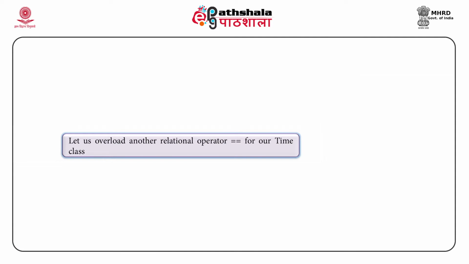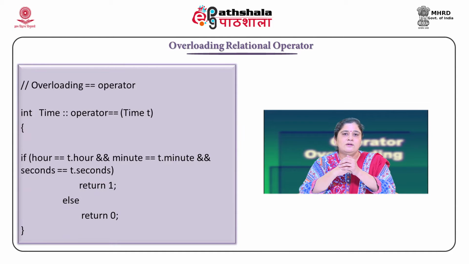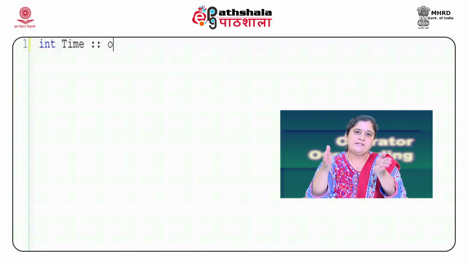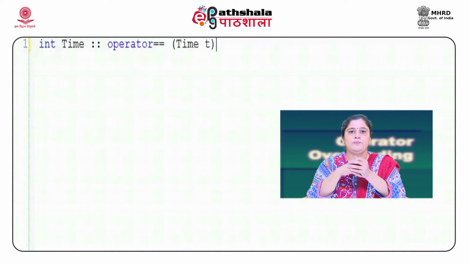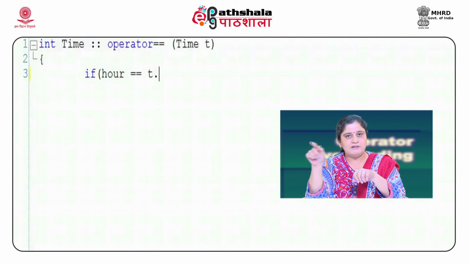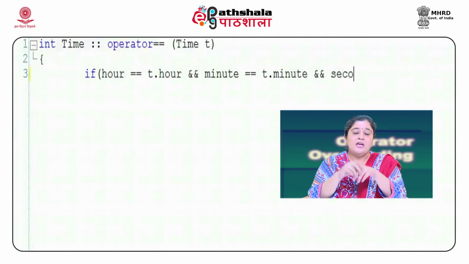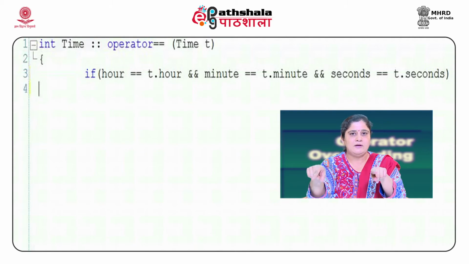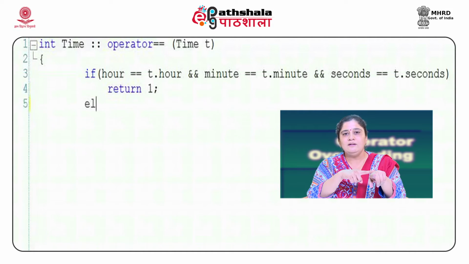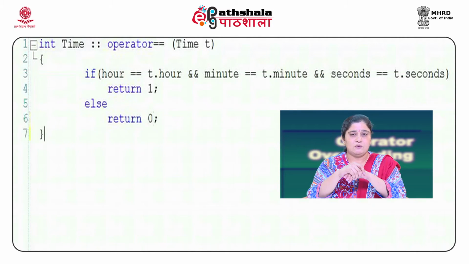In a similar fashion, we can also overload the equality operator. In this case also, the return type will be an integer. We would use the operator keyword followed by the equality operator that we are trying to overload, and will pass the second operand as an argument. If I write a statement like T1 equal to T2, T1 will invoke the overloaded equality operator, and T2 will be passed as an argument. If these two time objects happen to be the same, this function will return a value 1. If they are not equal, the function will return 0.